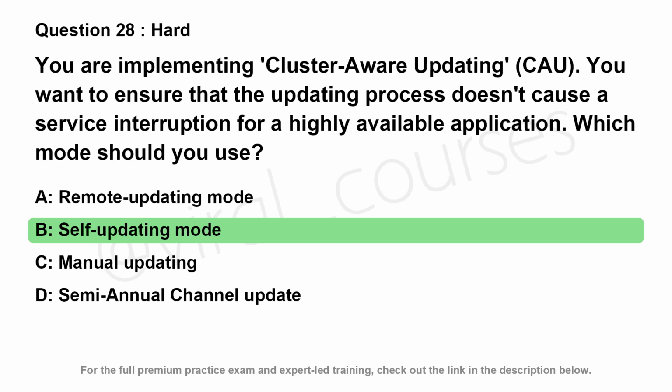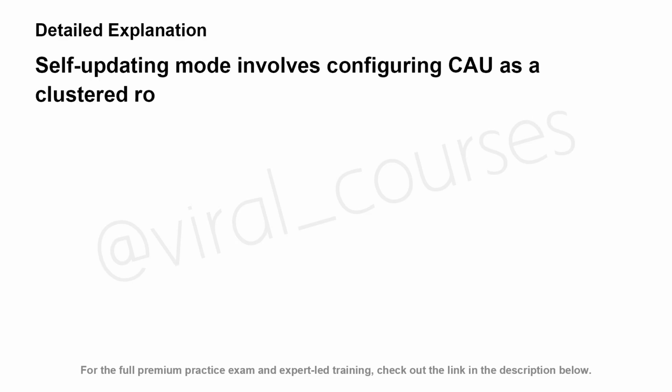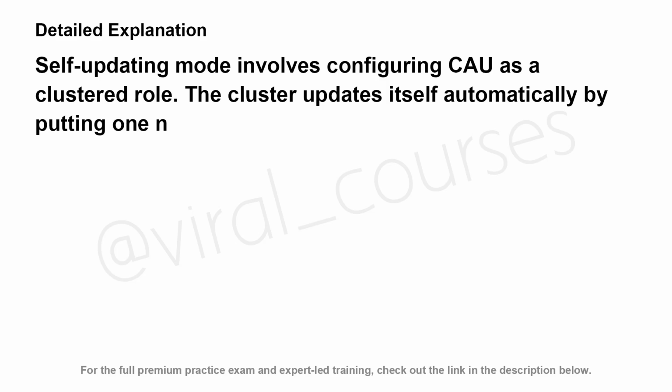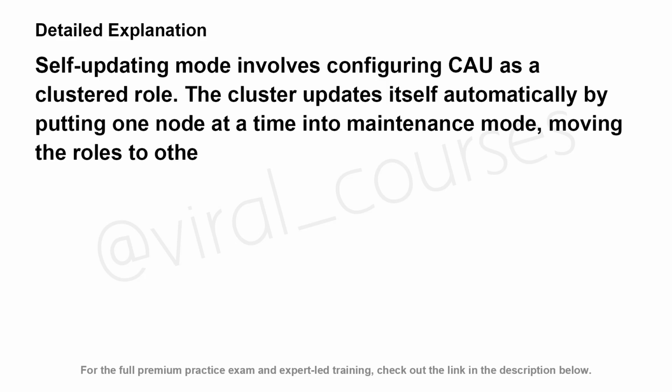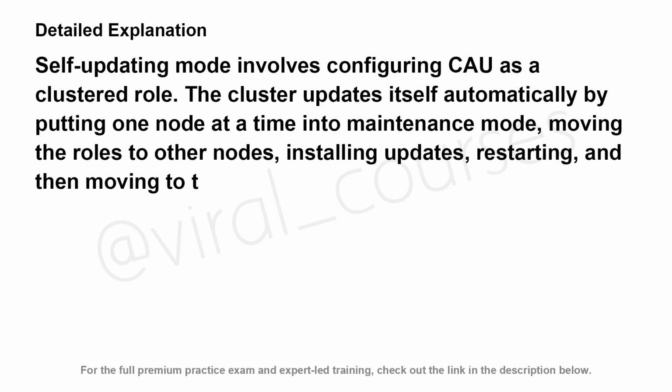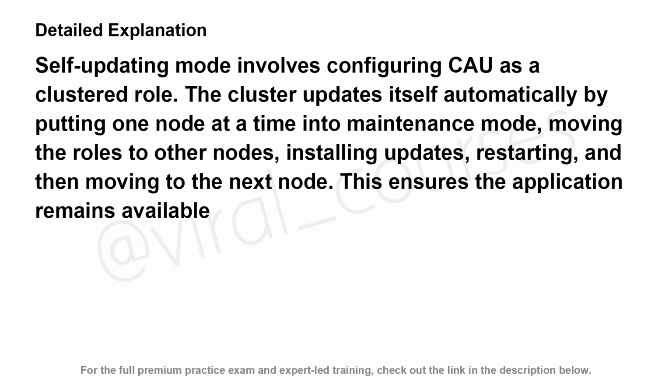The correct answer is B. Self-updating mode involves configuring CAU as a clustered role. The cluster updates itself automatically by putting one node at a time into maintenance mode, moving the roles to other nodes, installing updates, restarting, and then moving to the next node. This ensures the application remains available throughout the update cycle.